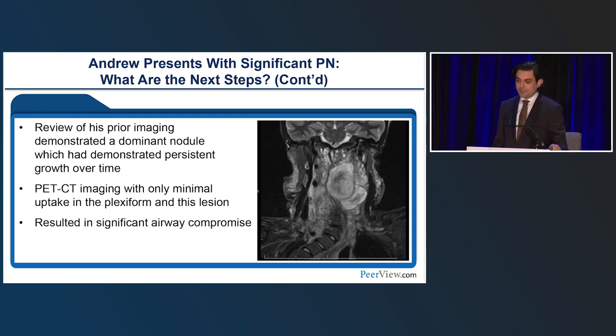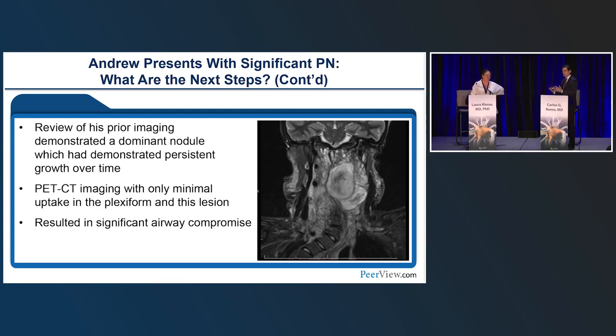A PET-CT was done, and there was only minimal uptake in the plexiform neurofibroma, but we saw that it resulted in significant airway compression. Okay, so we wanted to make this a little bit of a conversation as well, and this MRI actually shows that thoracic scoliosis is better, which, as you can see, is really significant. Laura, what do you think about this case?